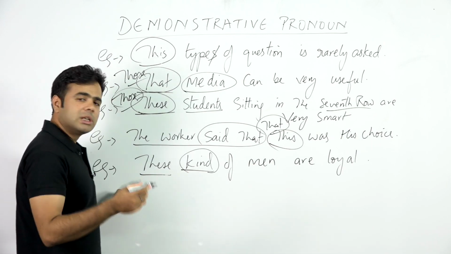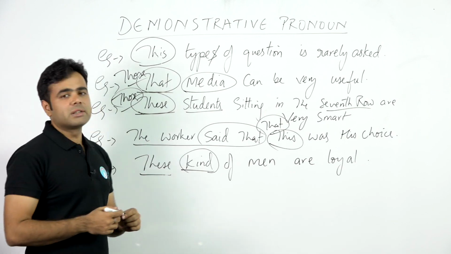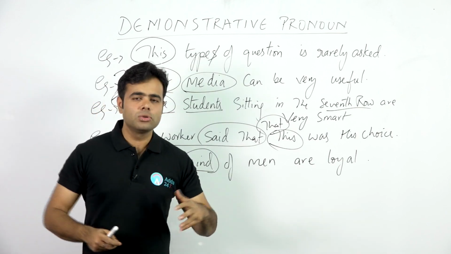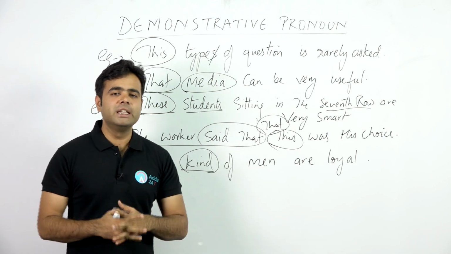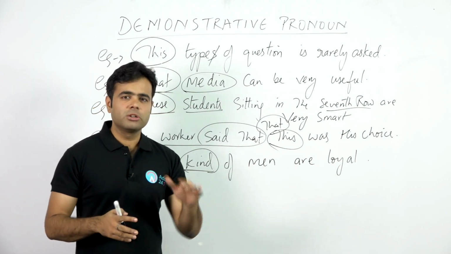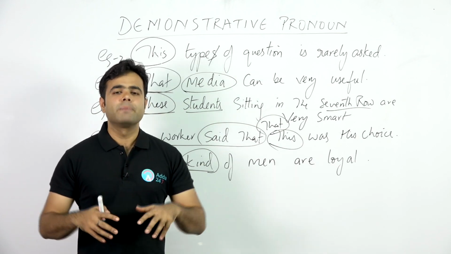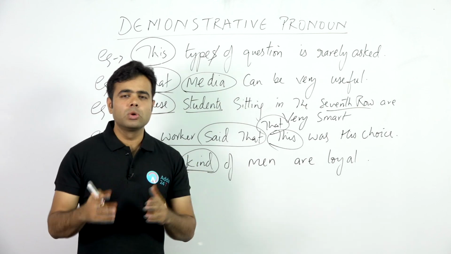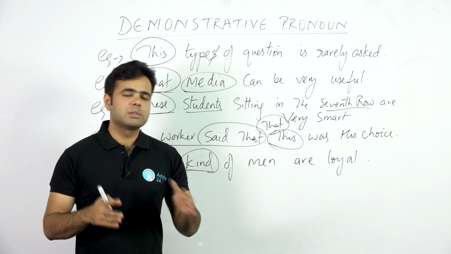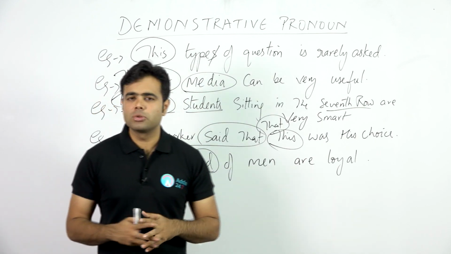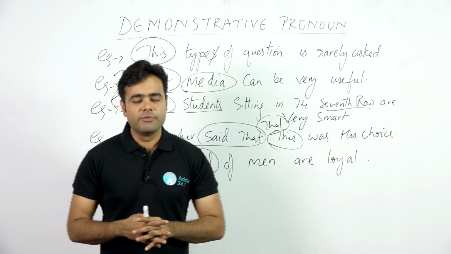Both are correct. So students, I believe it's pretty clear to you how we use this, that, these, those in a sentence. It is many times believed that they are only used for singular or plural, but that's not correct, because this, that, these, those can be used in many ways: singular, plural, near, far, past, present. There are many conditions I have explained with the help of these examples. So I believe this video is again very useful for you.